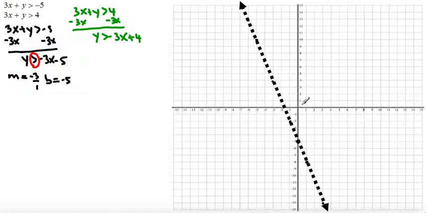Alright, and then I have to shade, so I'm plugging in this 0, 0 point to help me figure out if I shade to the right or to the left. So is 0 greater than negative 3 times 0 minus 5? Negative 3 times 0 is 0, and 0 minus 5 is negative 5. So 0 is greater than negative 5, so I'm shading everything to the right, including the 0, 0 point.